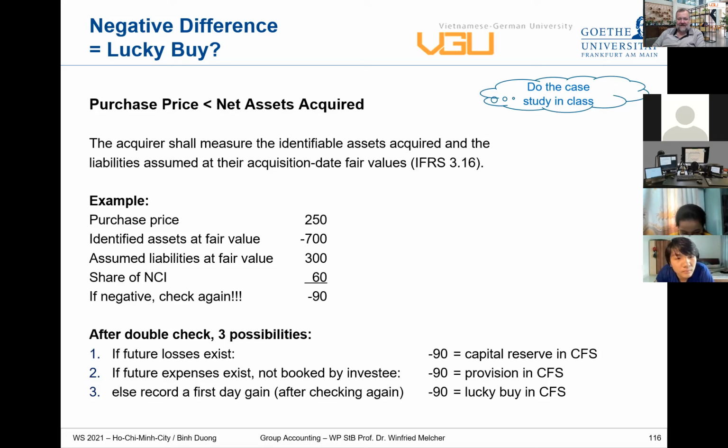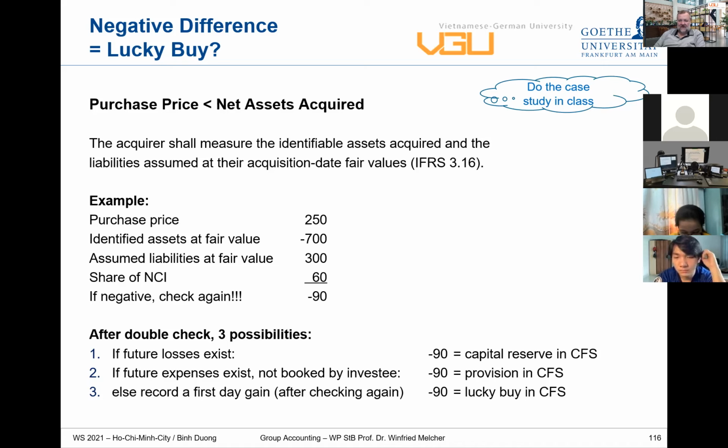Why do they accept a lower price? So that is not normal. And well, there could be three possibilities. Well, maybe there are future losses. So in that case, we have a minus 90. And that is a capital reserve in the consolidated financial statements.